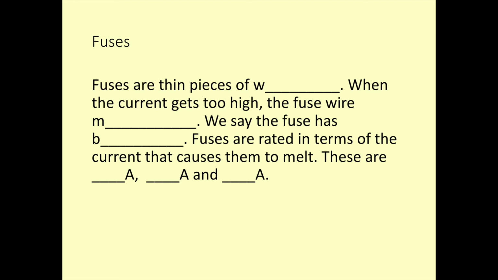The three different ratings that we have are a 3 amp, a 5 amp and a 13 amp. So the 3 amp would require a current of 3 amps in order to melt it, the 5 amp requires a current of 5 amps or more to melt it, and the 13 amp would require a current of 13 amps or more to melt it. So it's important that the fuse that we are choosing is greater than the current which we require, but also it's the nearest one to the current we require.